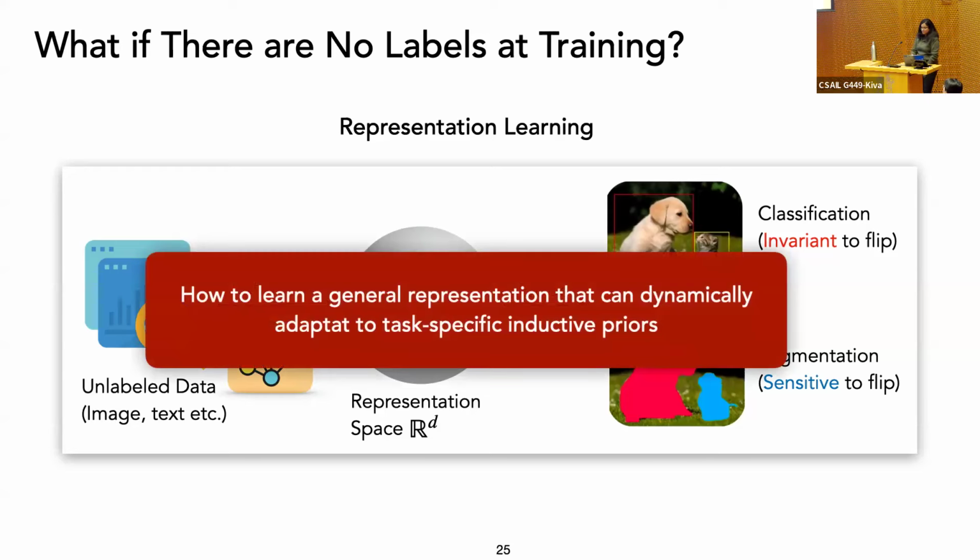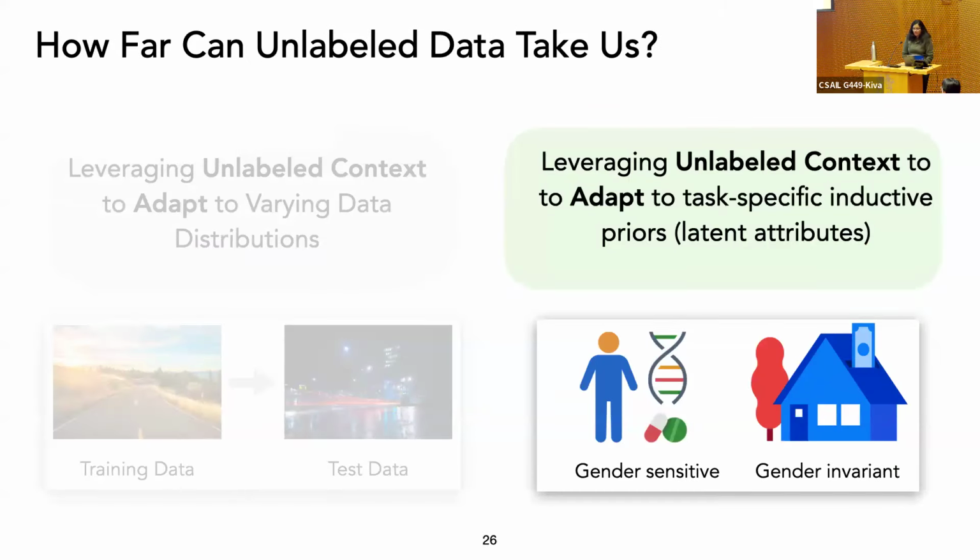So that brings us to the second part of the talk, where we see how unlabeled data at test time can help us adapt to these task-specific inductive priors. I'll be mostly dealing with specific symmetries, where I'll be talking about invariance, which is not being sensitive to, versus equivariance, which is being sensitive to, in loose terms. But the method is actually very general and can be applied to a range of predefined features and specific latent attributes that the model needs to learn to improve the prediction.